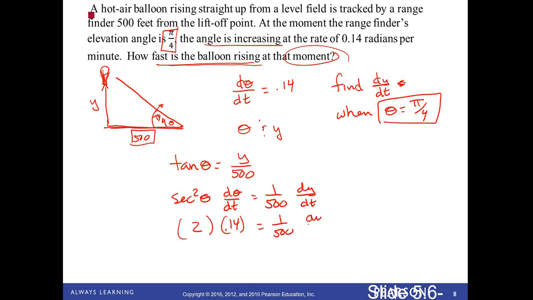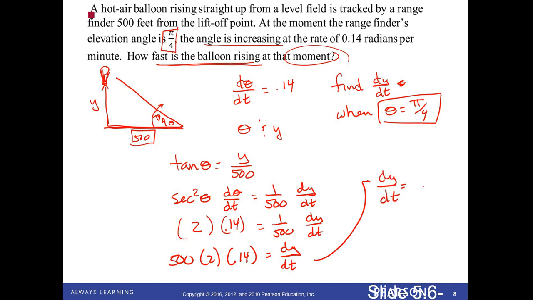So I'm going to do the rest of my equation. Multiplying both sides by 500 will give me my dy/dt. And sticking that in my calculator, I get dy/dt equals 140 radians per minute. Okay? So there's 3 examples. We will work on this in class, clearly, and we'll see how things go.